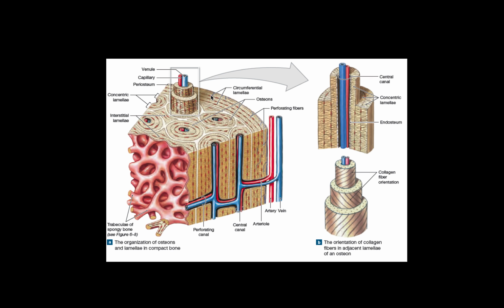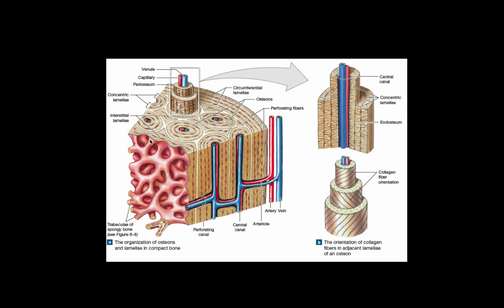So the circumferential lamellae are the borders of where mineralization and absorption ends. So as it grows, that kind of shows you the site of growth.